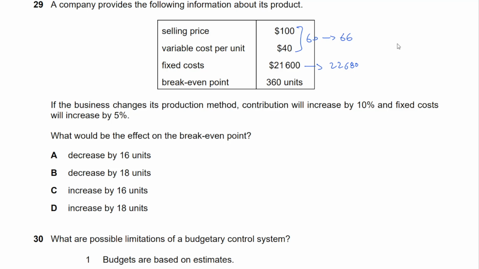How do you calculate break-even point? 22,680, that's the fixed cost after the change, divided by the contribution per unit after the change as well. That gives me 343, but we have to round it off to 344 because we're talking about break-even point, so it's full pieces. Okay, so it seems like our break-even point decreased by 16. And it looks good. Why? Because the lower the break-even point, the better for the business.